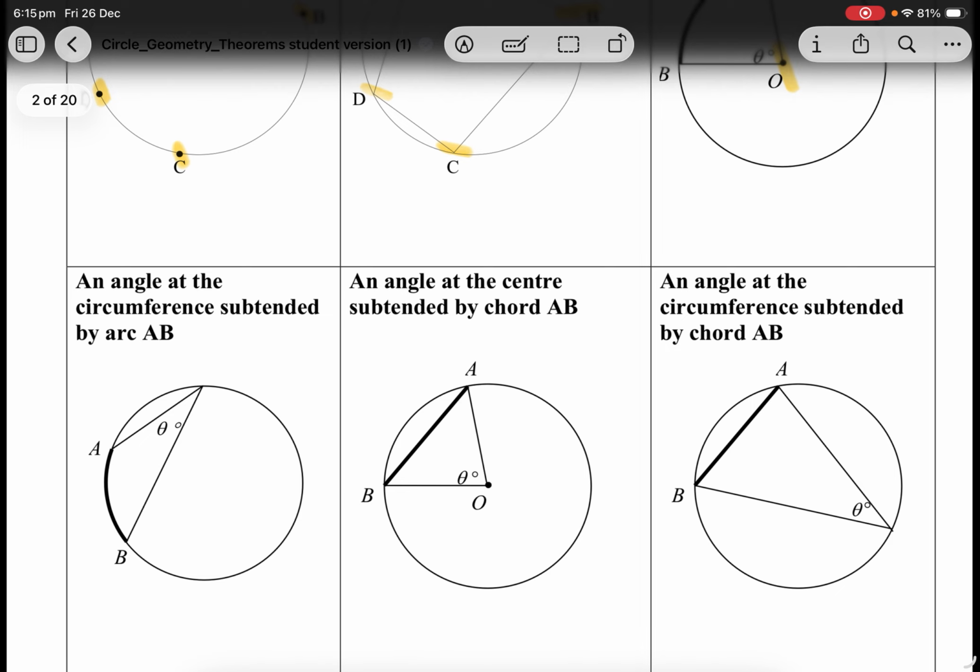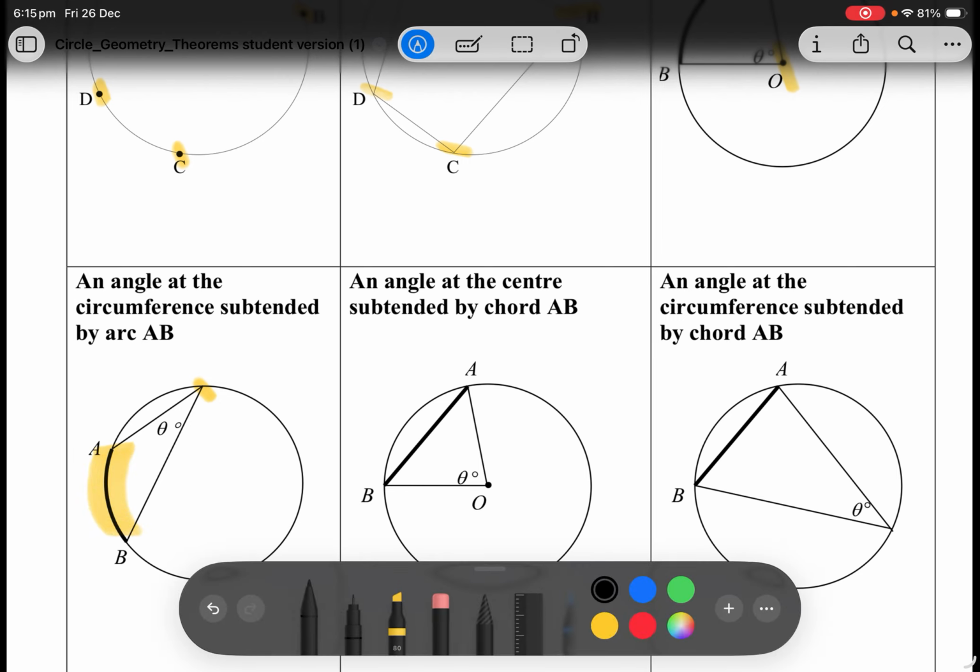Now, here we have an angle at the circumference, so an angle where the vertex is at the circumference, and it's subtended by the arc AB. So you can see these rays here. Let's do a different color. These rays basically go from the arc to the vertex. And that's what we mean when something is subtended.